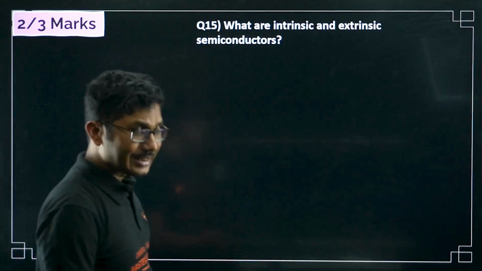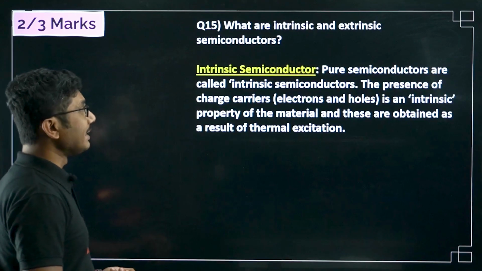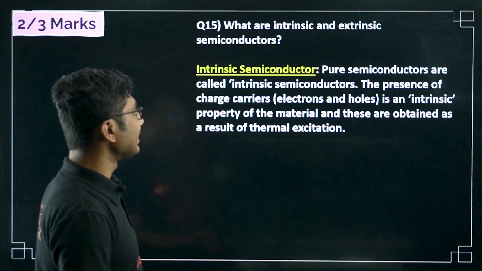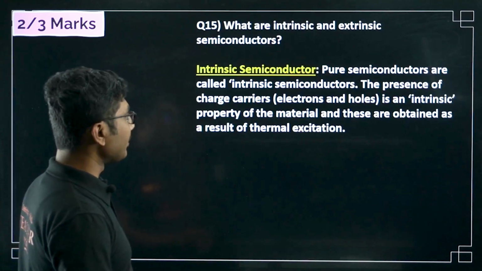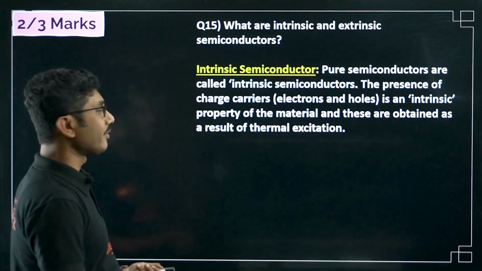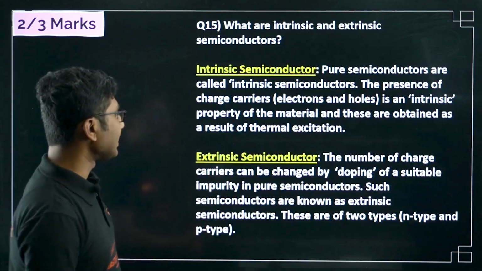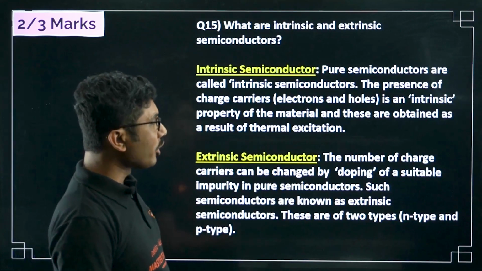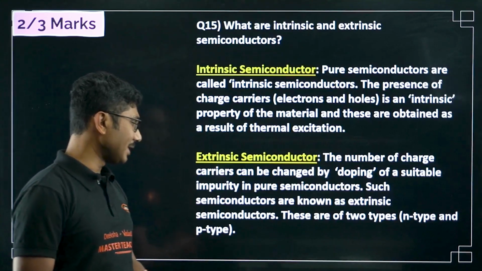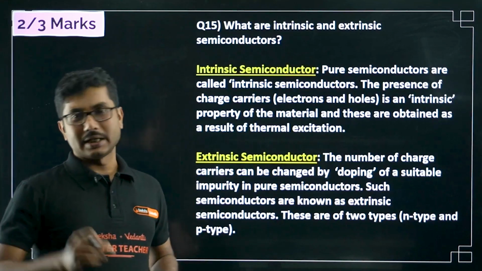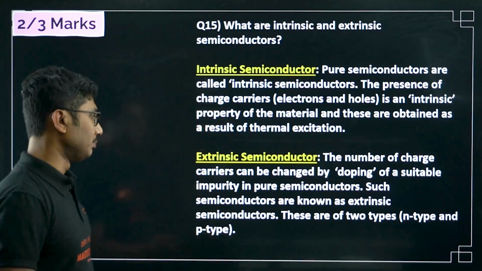What are intrinsic and extrinsic semiconductors? Pure semiconductors are called intrinsic semiconductors. The charge carriers, electrons and holes, in an intrinsic semiconductor are a property of the material, and these are obtained as a result of thermal excitation. Whereas in an extrinsic semiconductor, the number of charge carriers can be changed by doping a suitable impurity in the pure semiconductor. Such semiconductors are known as extrinsic semiconductors. So you dope a pure semiconductor, then it becomes an extrinsic semiconductor. Examples are n-type and p-type.